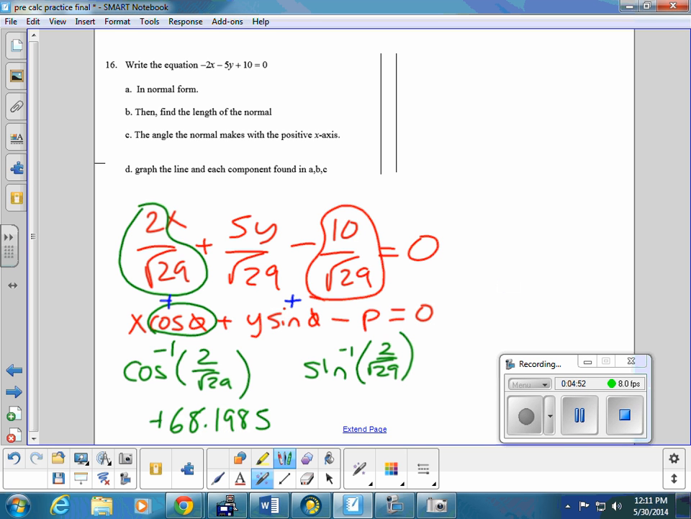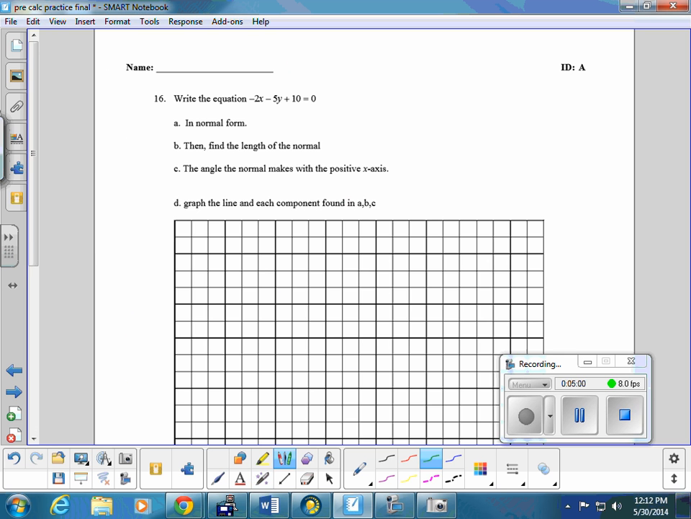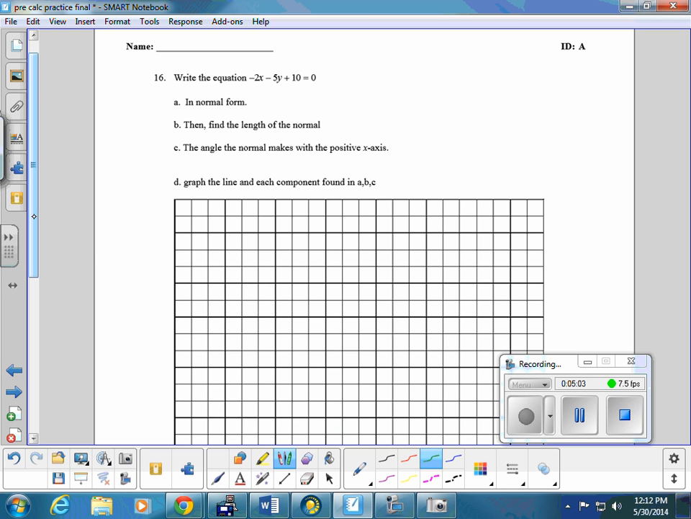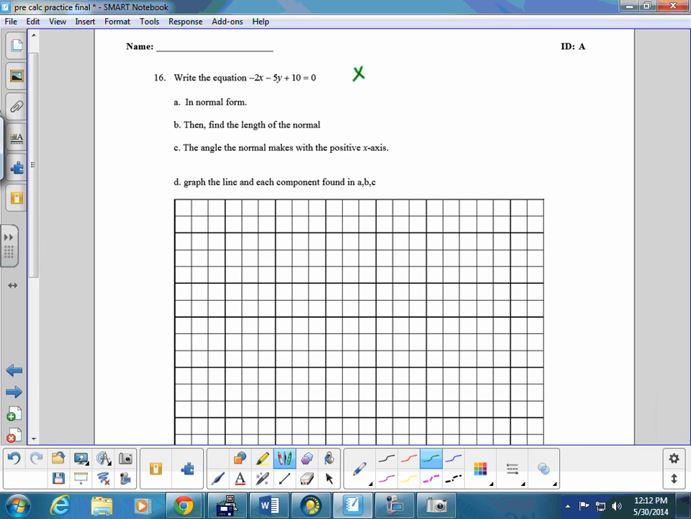Okay, now graph the line in each component of A, B, and C. So you know how to graph this just by regular means. So we're going to go back to our graph paper. This one's nice and easy. If I let x equals 0, then y is 2. If I bring the 10 over, it's negative 10, y is 2. If y is 0, then x is going to be 5. So I kind of made it easy.